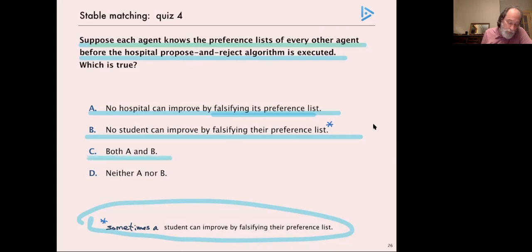Both A and B, obviously, one of them is true, false. Obviously both of these are false.